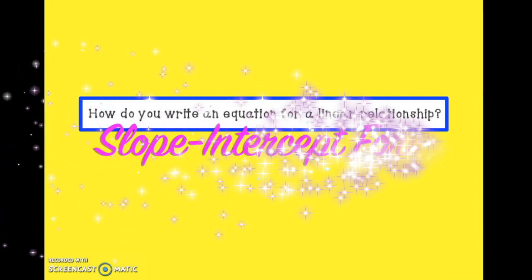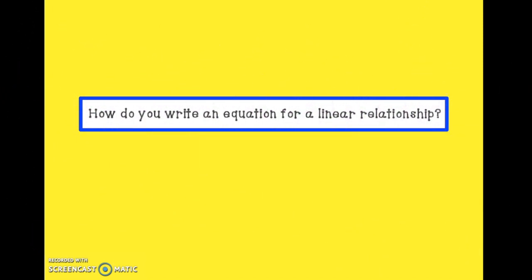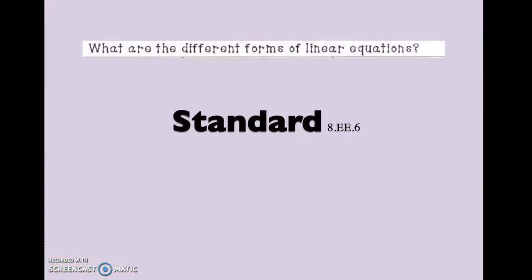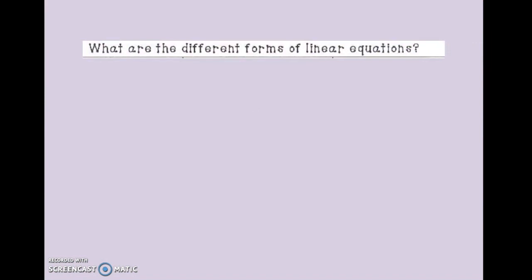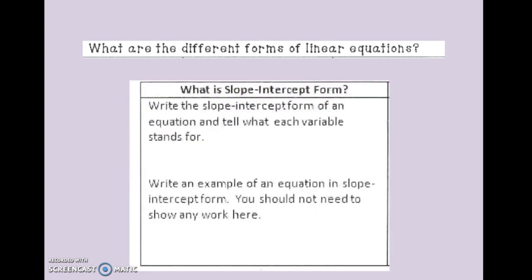Today we're going to take a look at how to write an equation from a table, from a graph, and from 2 points. Before we delve into writing our equations, let's take a look at the different forms of linear equations. The first form we have is slope-intercept form. This is the form that we are going to focus on today.